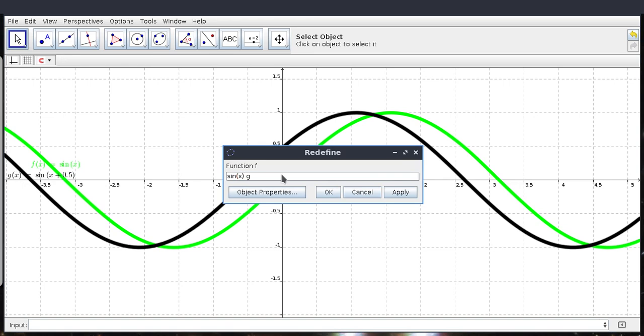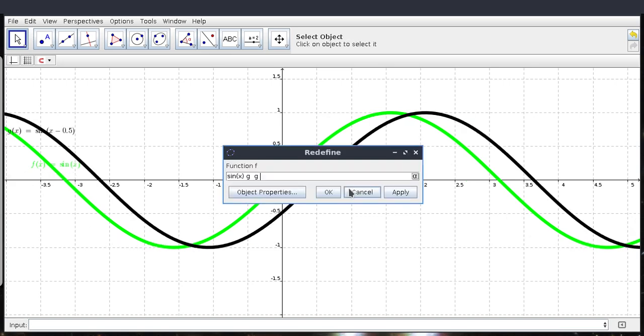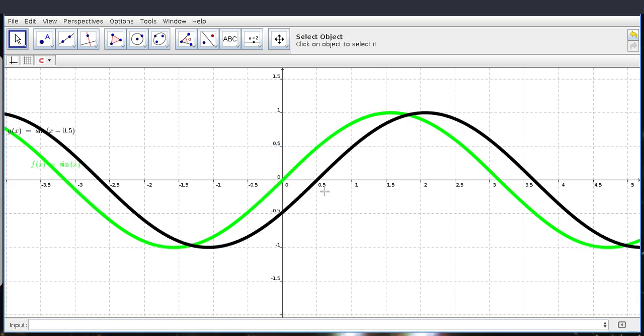Now, when you say plus 0.5, it moves to the left. Suppose we said minus 0.5. What would happen? It moves to the right. Alright? It moves to the right. Now, when you shift the graph to the left and right, that is known as a phase shift. Alright? Let's see something here.